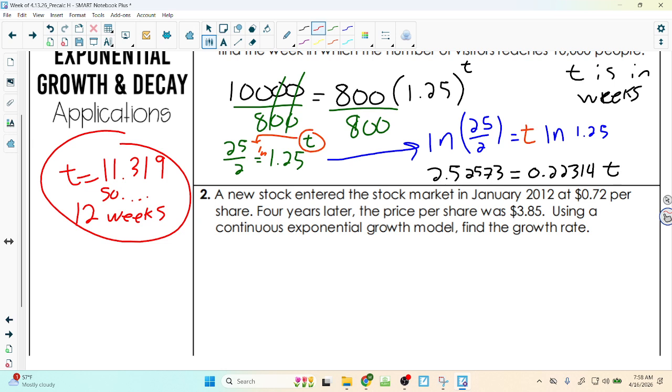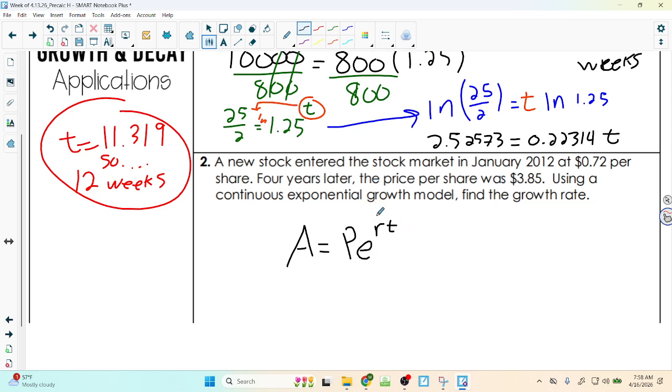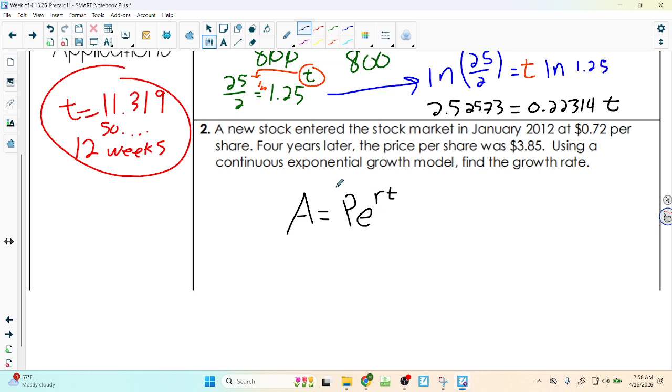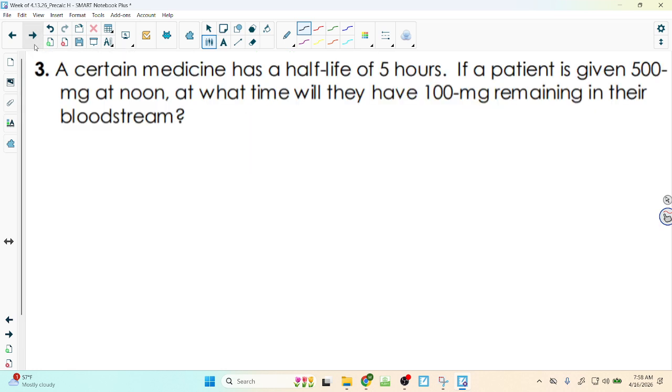So the next one is basically just talking about a continuous growth model. Just remember that that is A equals P e to the rt, but I am going to skip it because we're going to do a project on this. We're going to do so many of these. You're going to do awesome. In this case, you're finding the growth rate, which is this guy. But let's go to one more.